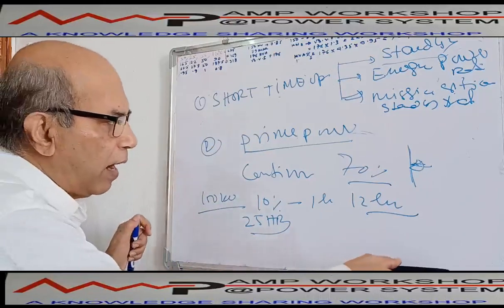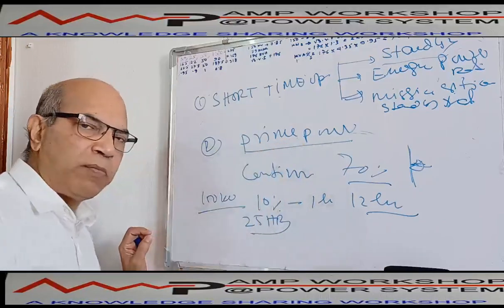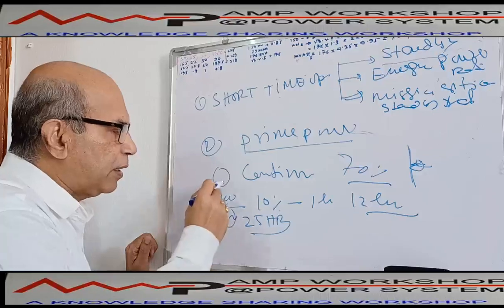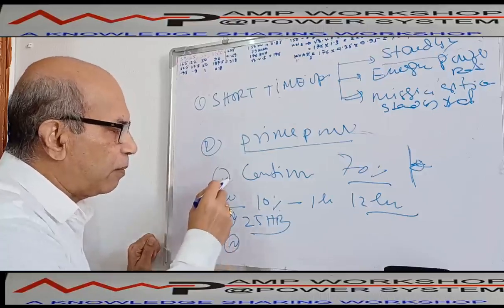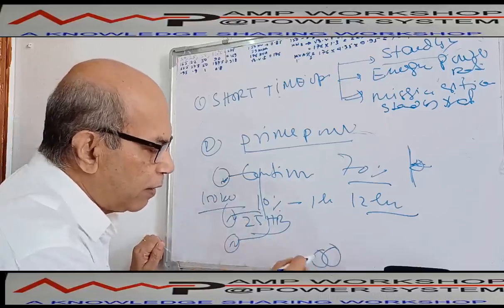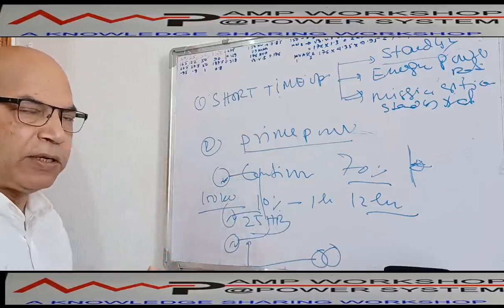Now, one disadvantage of this type of prime power generator is that it cannot be paralleled with the utility supply. The generators themselves can be in parallel with each other. Suppose there are 3 generators in a power plant, they can run in parallel, but these generators cannot be connected in parallel with the utility system. That is not allowed for this prime power generator.